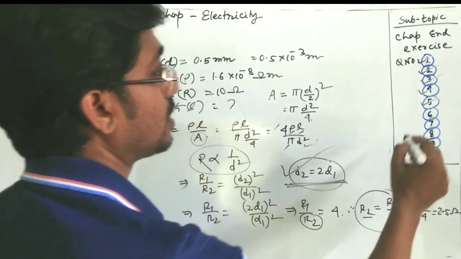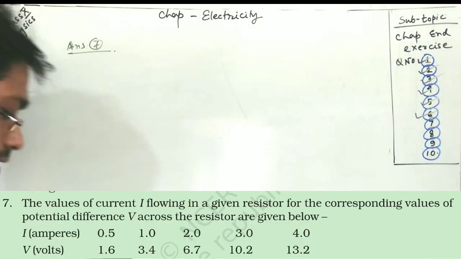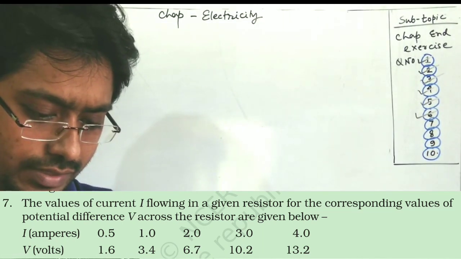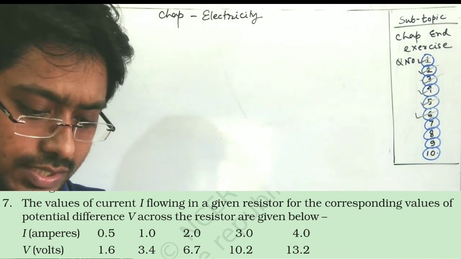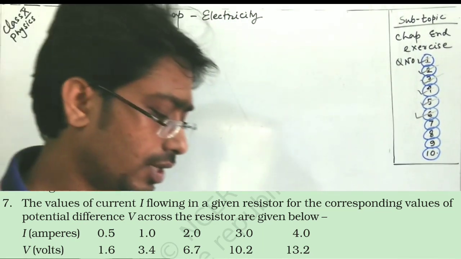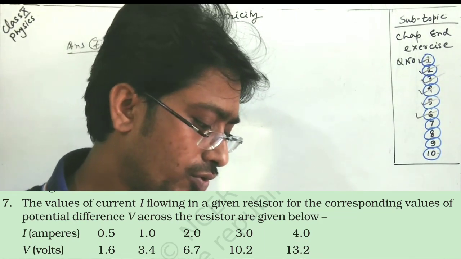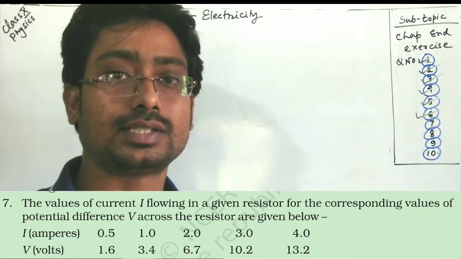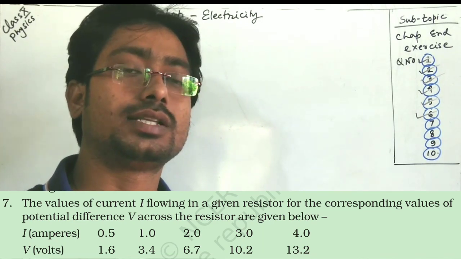So we got the answer of question number 6. Now the answer of question number 7. It is written, the values of current I flowing in a given resistor for the corresponding values of the potential difference V across the resistor are given. So a set of V is given, and the set of I for the corresponding V is also given. So you have to plot one graph, that is a VI graph, and find from the graph what the resistance is. I have already done this in our lab, that is the Ohm's law experiment.